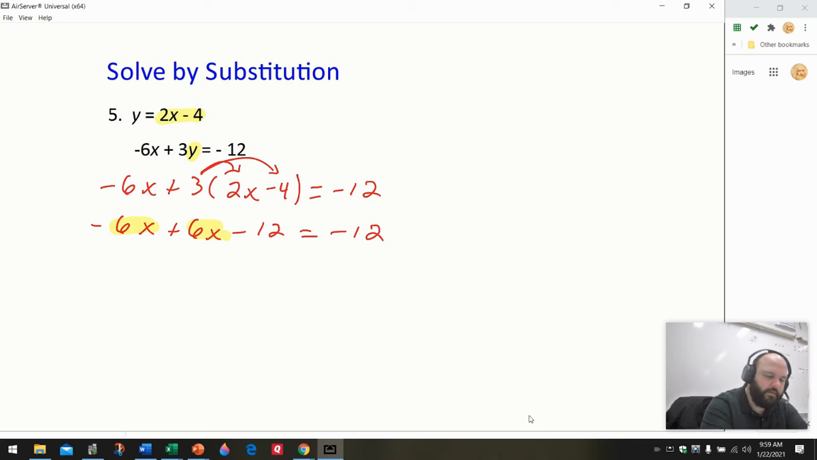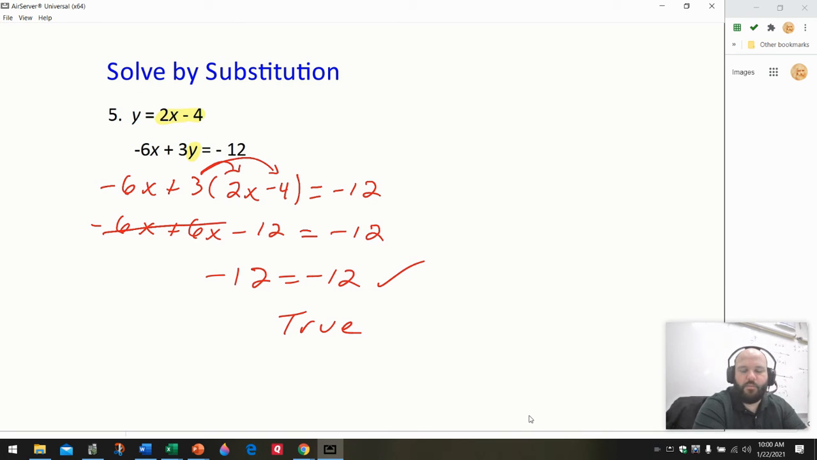So we have a negative 6x plus 6x. Now, those two things are going to cancel. They're going to go completely away. And what we're left with is negative 12 equals negative 12. So what we realize from this particular problem is all of the variables canceled away, and we were left with a true statement. So when that happens, what that means is this has an infinite number of solutions.